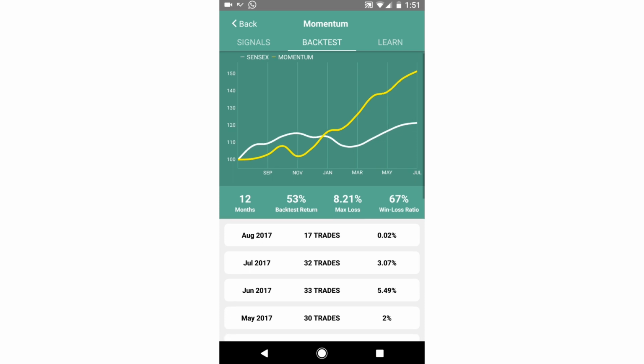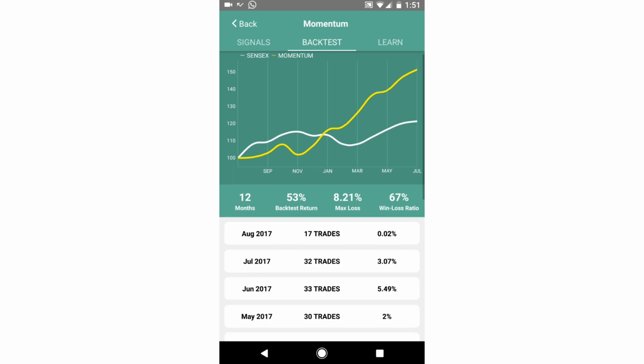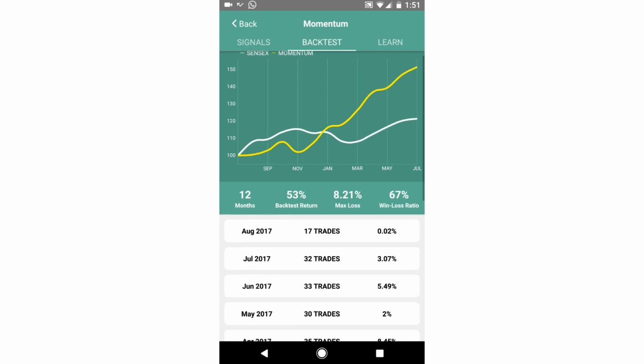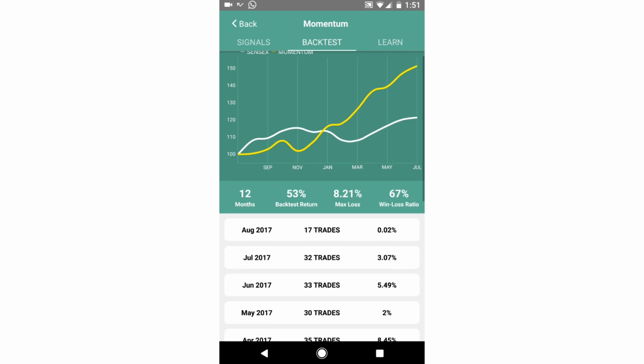You see, every strategy in Trade Academy is based on rules, and rules are basic logic. What we do is we take this logic, run it through all the stocks for 1 year and give you an indicative backtest return. In this case, it's a 12-month period.